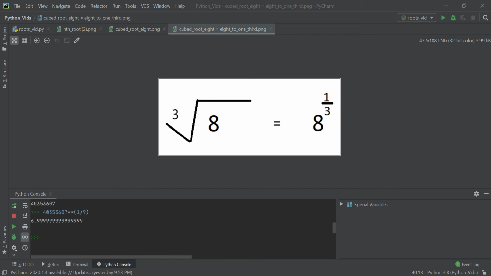But that's not what we're hoping to see here. We don't want to see 6.999 repeating. We want to see our 7.0. What's happening? Well, there are limitations in arithmetic with these float values. It's not a Python thing, it's a computer thing.